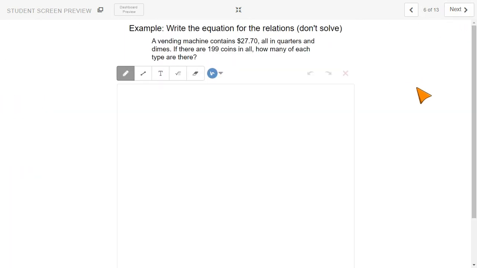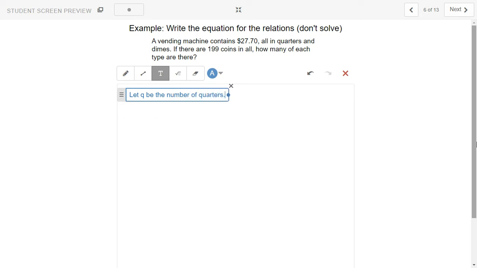Okay, next example. A vending machine contains $27.70, all in quarters and dimes. There's 199 coins in all. How many of each type are there? So we know that the two things that we're dealing with are quarters and dimes. Let's write our let statement for that. Let Q be the total number of quarters.